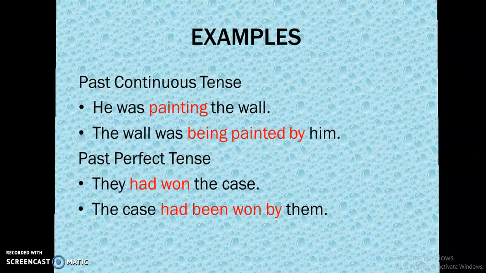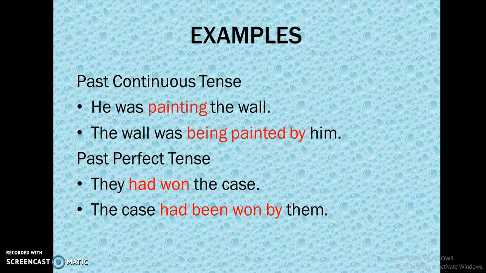Passive voice. Past continuous tense. He was painting the wall. Active voice. The wall was being painted by him. Passive voice. Past perfect tense. They had won the case. Active voice. The case had been won by them. Passive voice.